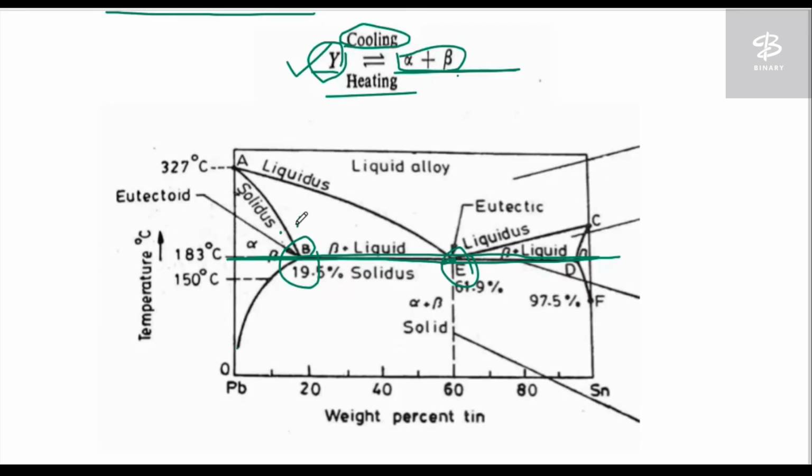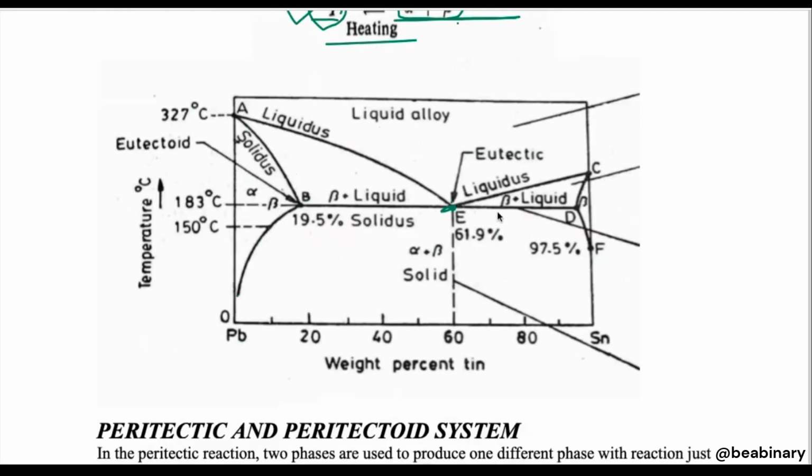This is the liquid line, and this is the solid plus liquid region. Here you have a solid, and at this point it converts directly into, I'm sorry, alpha plus beta. In this particular diagram, E is the eutectic point and B is your eutectoid point. In this diagram, this axis is your composition and this is your temperature.